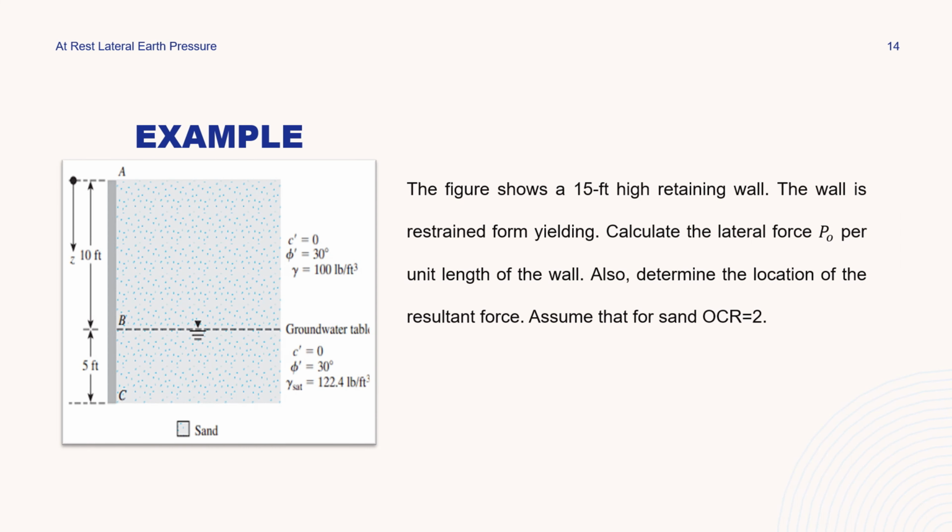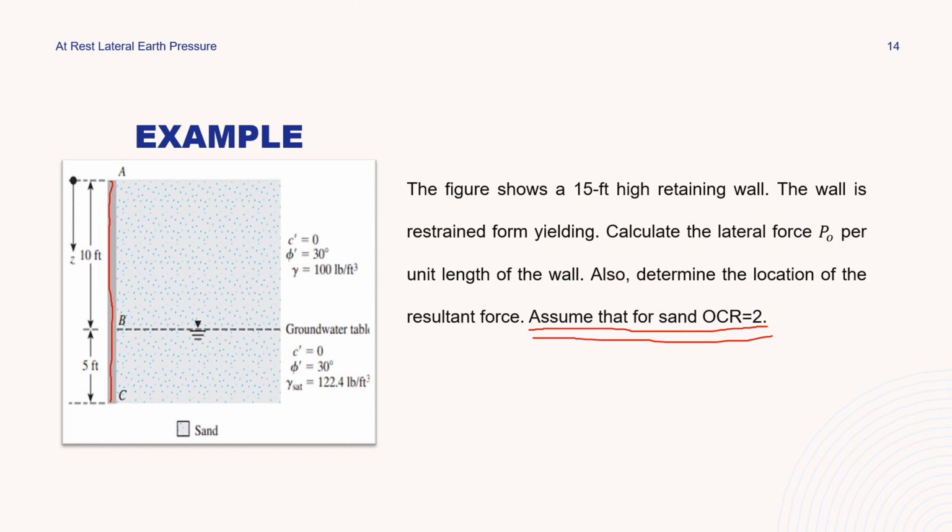To understand further the discussion, we have an example here. The figure shows a 15 feet high retaining wall. And the wall is restrained from yielding. So, ang wall dili siya mo-move, meaning at rest. Calculate the lateral force Po per unit length of the wall. Also determine the location of the resultant force. Assume that for sand, OCR is equal to 2. Ang statement nga ni nag-signify nga ang soil nga gi-retain sa retaining structure kay over-consolidated.